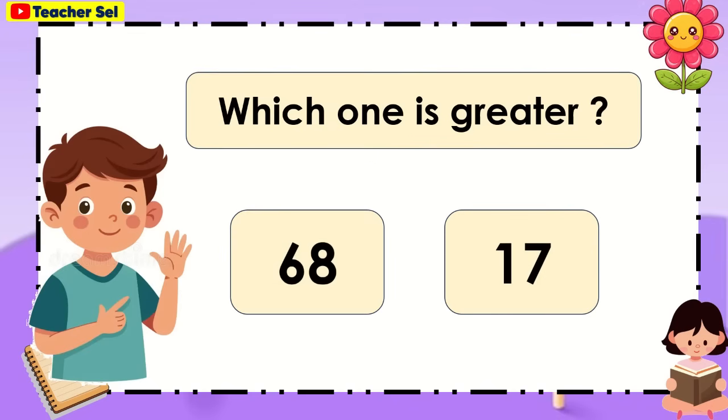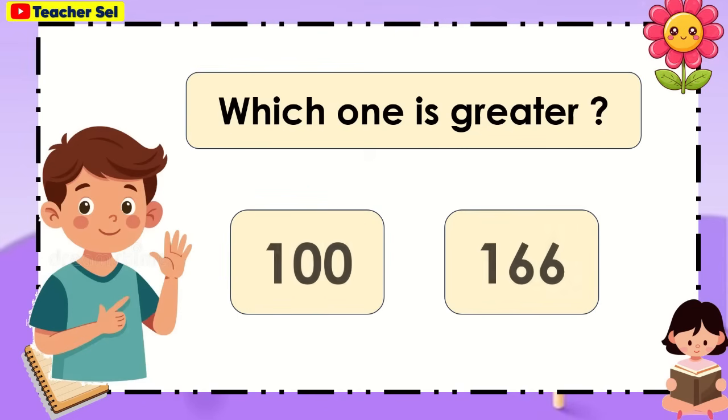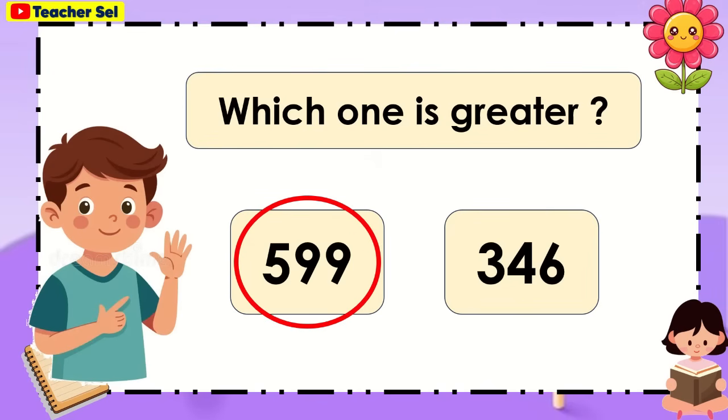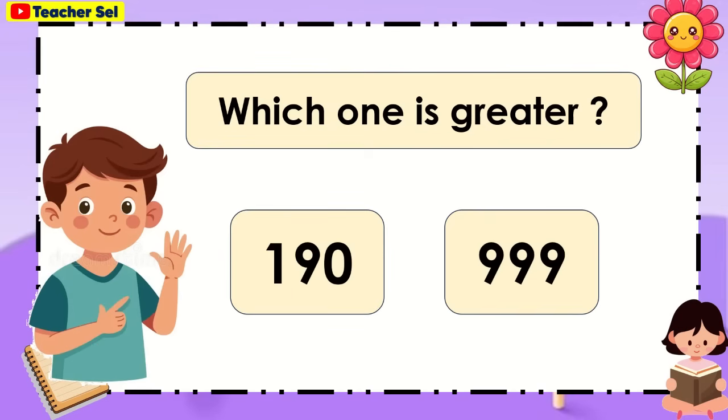68 and 17. Very good, it is 68. 100 and 166. 166. 599 or 346. 599. 190 or 999. 999. 190 or 109. 190.